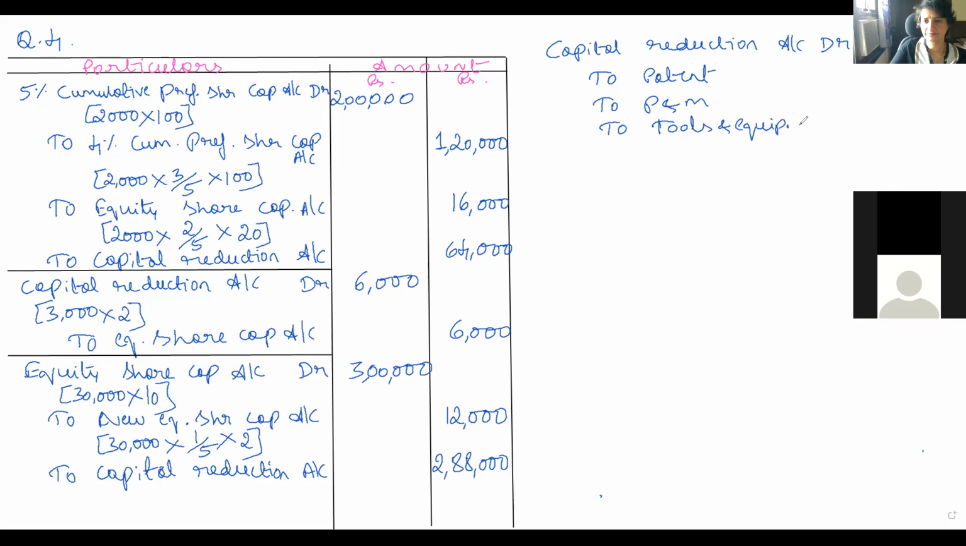Yes. Patent is for 70,000. Credit कर रहे हो तो credit column में लिखो. हाँ, then plant and machinery is for 17,000. Okay. Then tool and equipment is for 2,000. कितना? 2,000. Okay. And then profit and loss balance is also there.